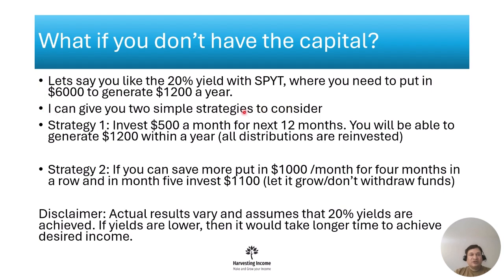So I can give you two simple strategies. Strategy one, invest $500 a month for the next 12 months, and you will be able to generate 1,200 a year at the end of those 12 months, because you already put in 6,000 over the 12 months, and all the distributions are also reinvested.